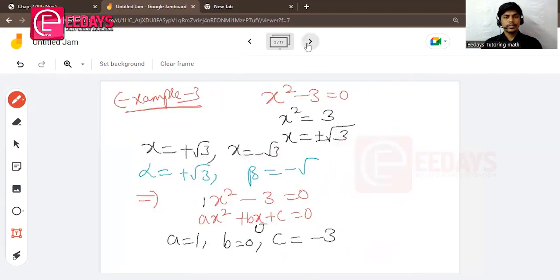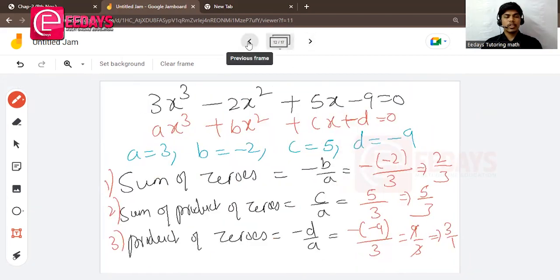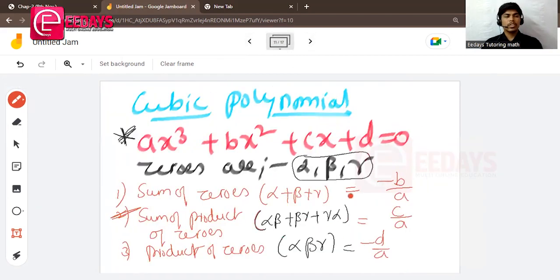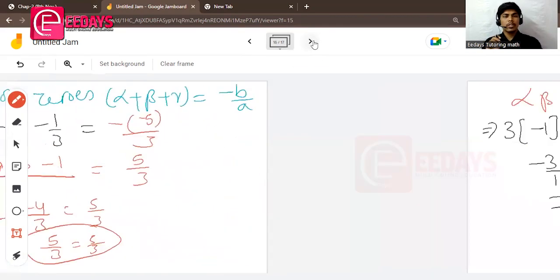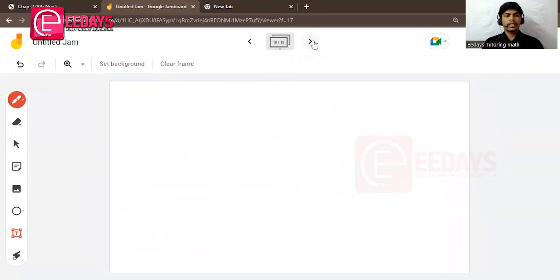Yeah, let's end up the session. For cubic polynomial, sum of zeros is equal to minus b by a, and sorry, product is equal to minus d by a, and sum of product is c by a. Those who want to take the notes, take the notes. Or else you can write the notes by comparing like this.